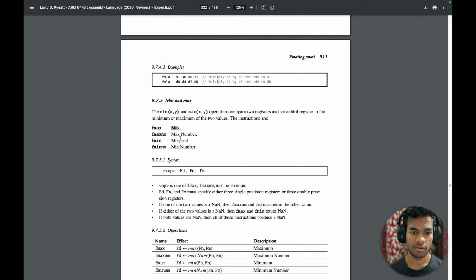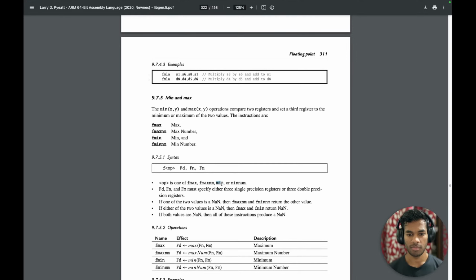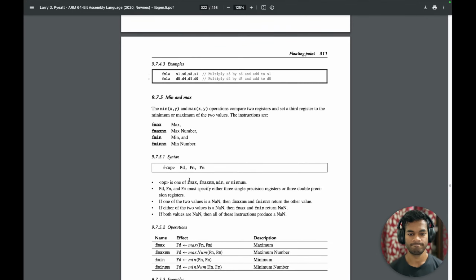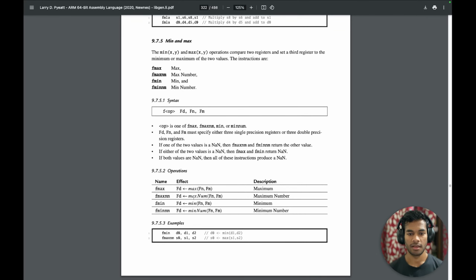FMAX, FMAXNM. Okay, max is different from max number. That makes sense. Min is different from min number. And here the operations FMAX, max number, min number. And before min, they forgot to write F in here. That is okay. Maximum, what the heck does maximum number mean? What the heck is maximum number?